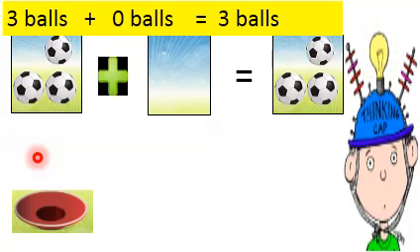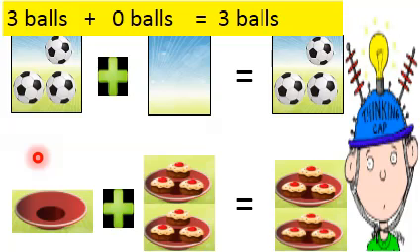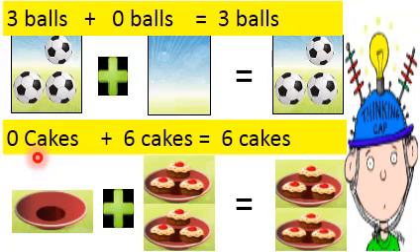Let us see one more example. What do you see on the screen? That's an empty plate. Now, when you add 6 cakes to the empty plate, how many cakes are there with you now? Yes, 0 cakes plus 6 cakes is equal to 6 itself. That is 0 plus 6 is equal to 6 itself.